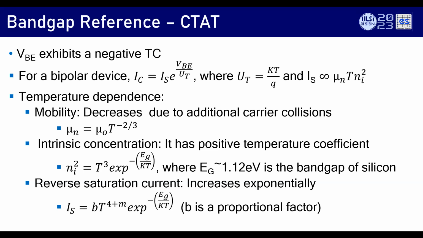If you look at mobility, it decreases with temperature due to higher collisions, and the coefficient is T to the power minus 2 by 3. Similarly, intrinsic concentration has a positive temperature coefficient. When you keep increasing the temperature, the number of carriers increases, and the reverse saturation current also increases exponentially. According to these equations, which I'm not dealing with in detail, I just took some references.